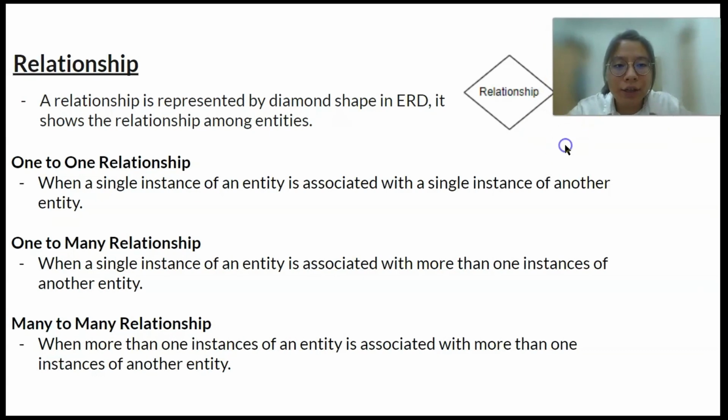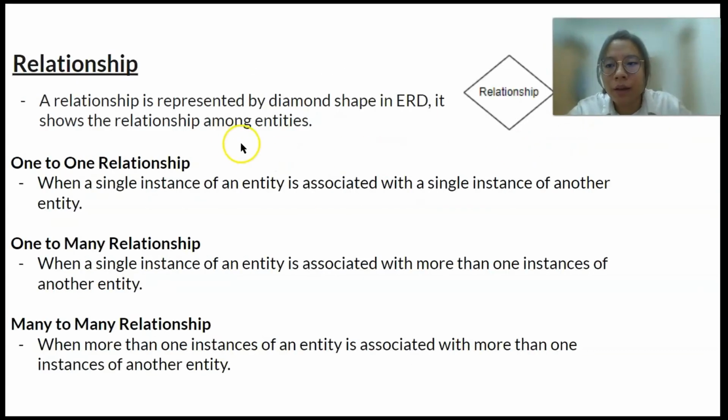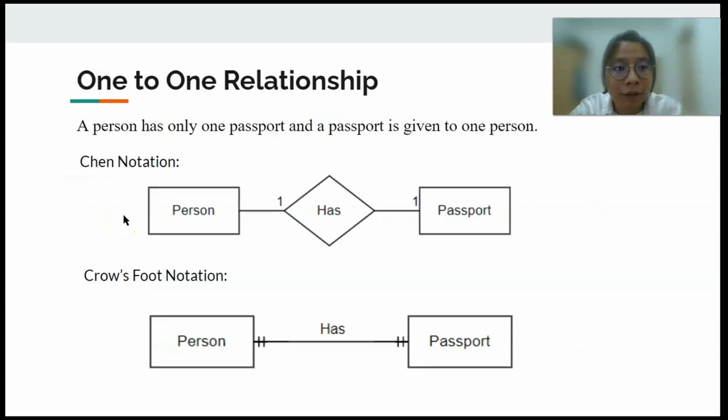A relationship is represented by a diamond shape in an ERD. It shows the relationship among entities. Now, we are looking at one-to-one relationship. One-to-one relationship is when a single instance of an entity is associated with a single instance of another entity. Example: a person has only one passport and a passport is given to one person.